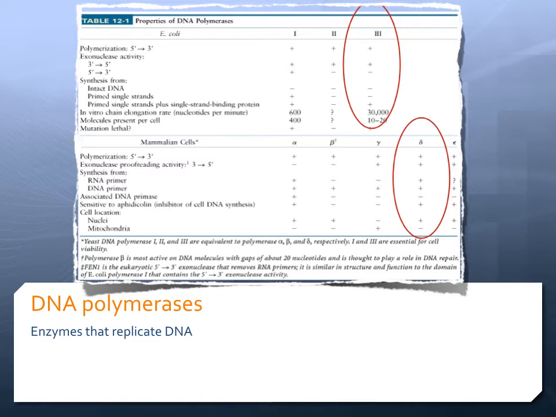It has, as the little plus indicates, the capacity to proofread its own polymerization process. We will see in a minute what it means. And it needs to have a primer made of RNA or of DNA to be able to add new nucleotides. And it is located in the nucleus. And if you look at the other polymerases, like for example the polymerase gamma, it is a polymerase that is found almost exclusively in the mitochondrion. So it is involved in the replication of the mitochondrial DNA and not of the genomic DNA.